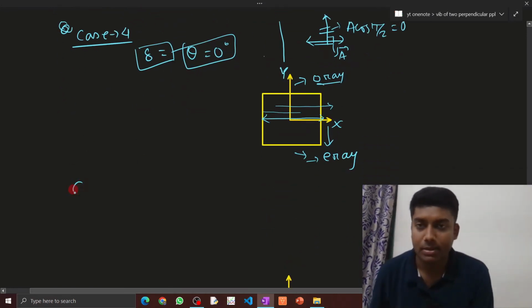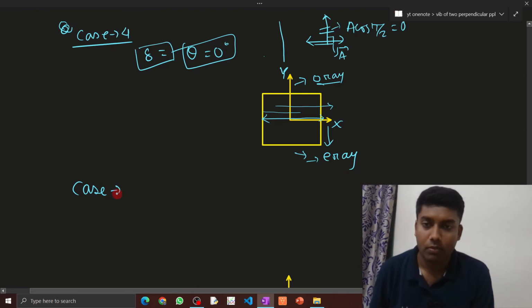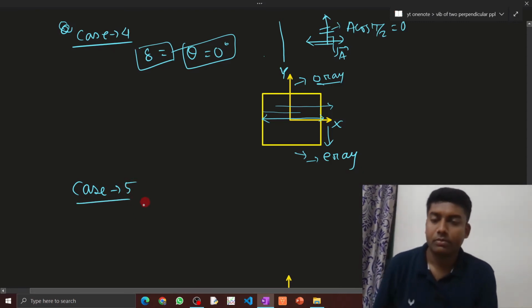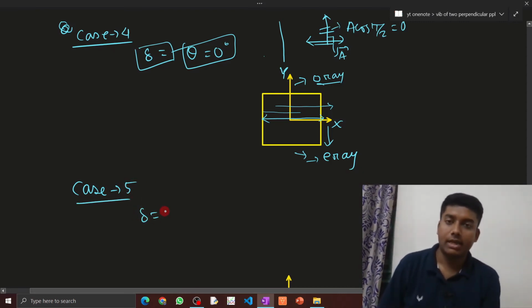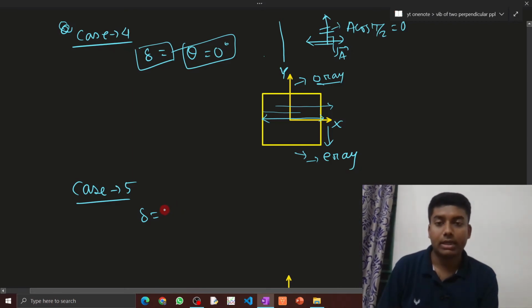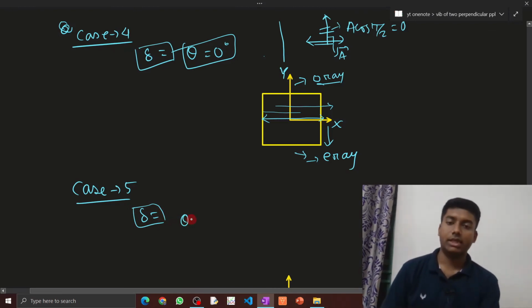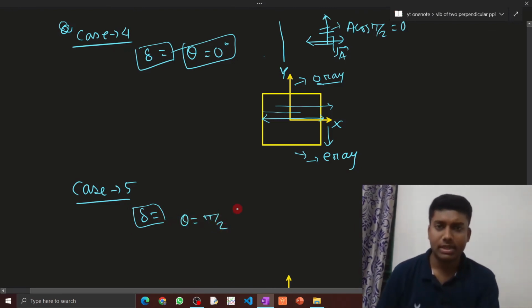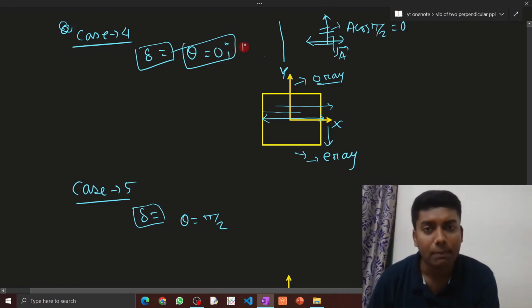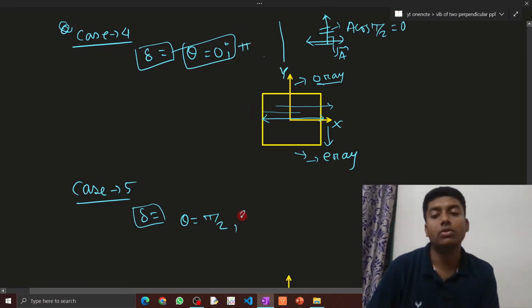Now our case number 5. When delta, whatever may be its value, but theta is equal to pi by 2. This may be 0 or pi also, pi by 2 or 3 pi by 2.